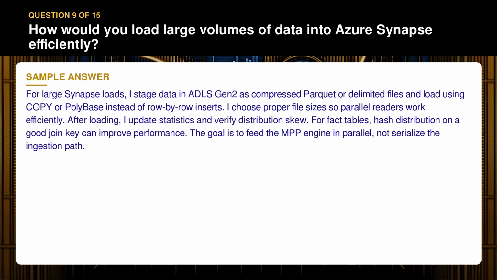I choose proper file sizes so parallel readers work efficiently. After loading, I update statistics and verify distribution skew. For fact tables, hash distribution on a good join key can improve performance. The goal is to feed the MPP engine in parallel, not serialize the ingestion path.